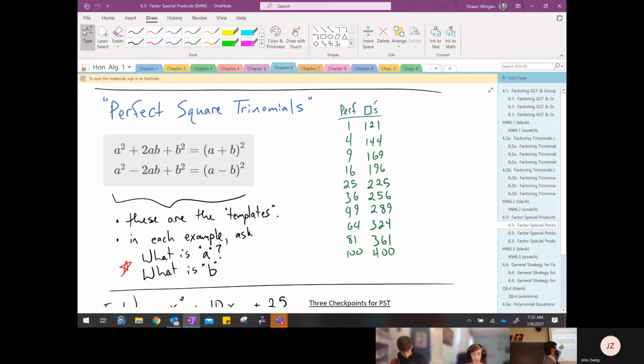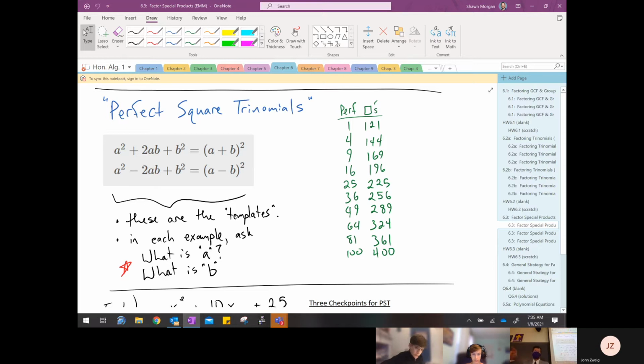In gray, these are our templates for perfect square trinomials. So you're not going to come across a problem that's a squared plus 2ab plus b squared. You might come across a problem like x squared plus 10x plus 25. And what you're going to do is determine, well, what is my quote, unquote, a value?